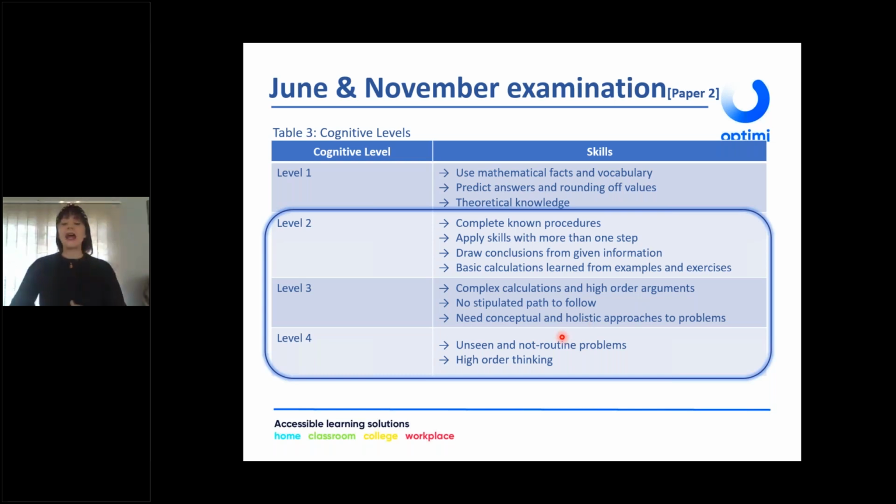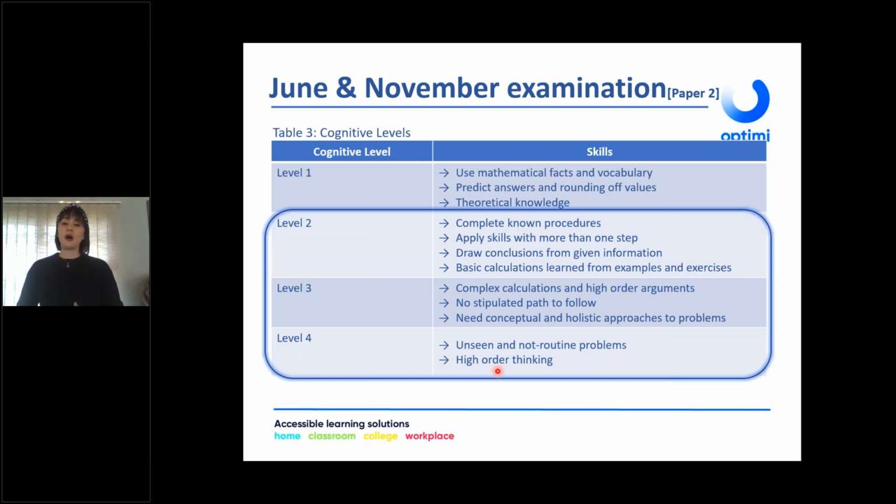Now, level four can be on unseen and not routine problems. So higher order thinking. Now, what they mean by unseen, it can be work, especially in a November examination. We can incorporate work that you might not have dealt with a lot in your study guide. So you will find that you will need to incorporate every single skill to your availability, and all your skills regarding all the topics, you will need to incorporate all of that in order to solve a level four problem.